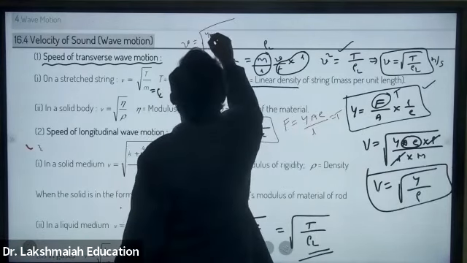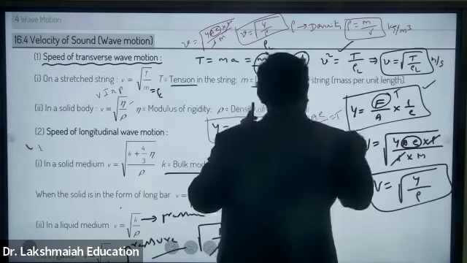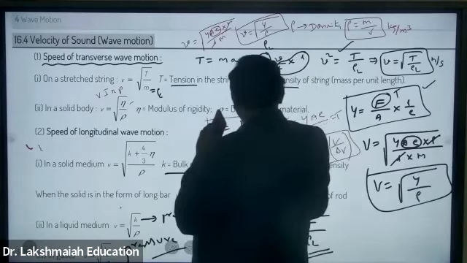Is it correct or not? Yes, sir. Correct, V by delta V. Right. So this is the bulk modulus, and the modulus of rigidity. So this is the correction, Ramesh.